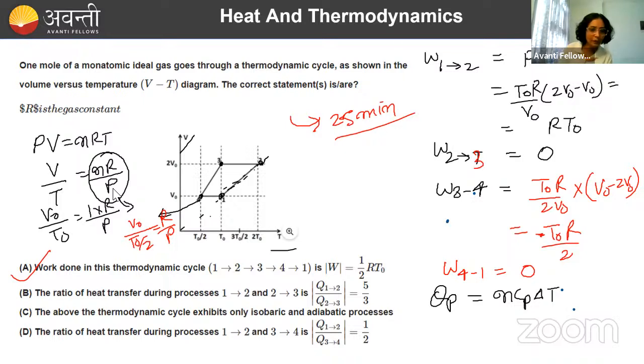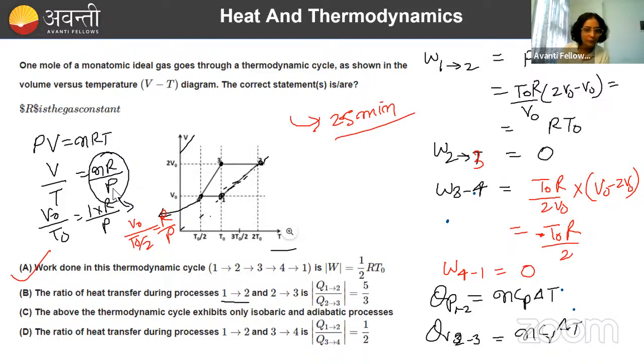Now, ratio of heat transfer during process 1 to 2. 1 to 2 is an isobaric process, so heat given will be n CP delta T. And 2 to 3: what kind of process is 2 to 3? Isochoric process. So heat given at constant volume for 2 to 3 will be equal to how much?